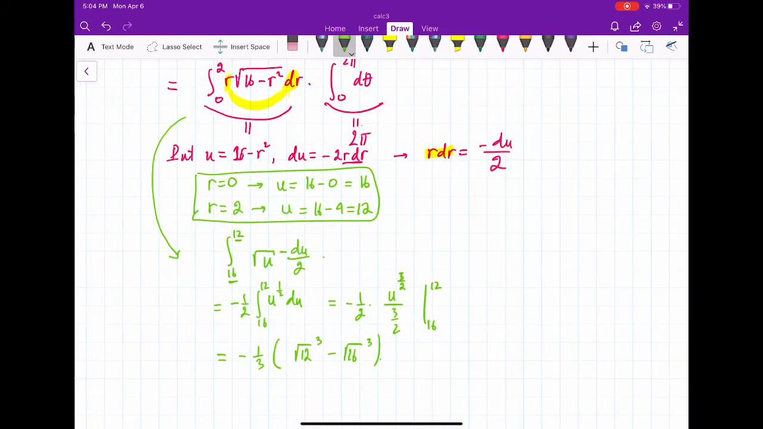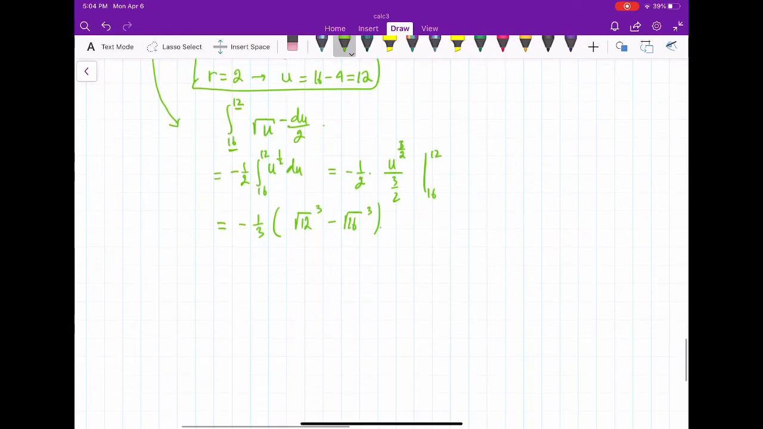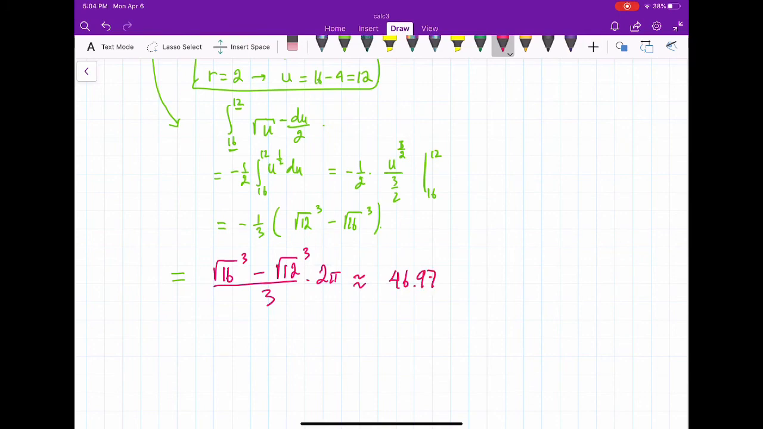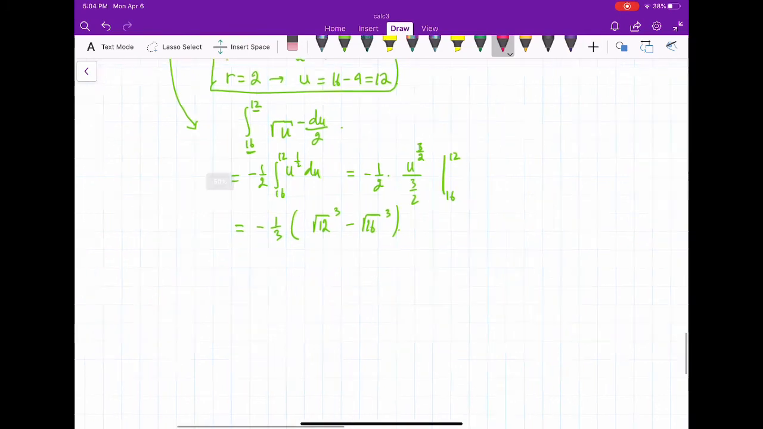Together with 2 pi in here, I will have negative 16 cubed minus 12 cubed over 3 times 2 pi. And this is approximately equal to 46.979. Okay, that is the volume of our solid region.